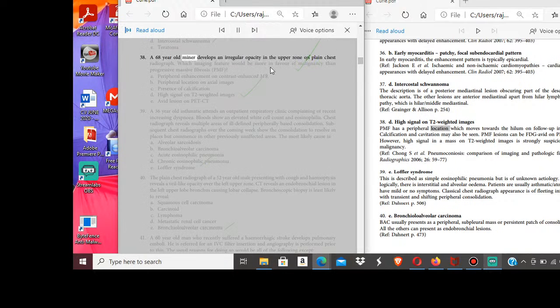38. A 68-year-old miner develops an irregular opacity in the upper zone on plain chest radiograph. Which imaging feature would be more in favor of malignancy than progressive massive fibrosis, PMF? A. Peripheral enhancement on contrast-enhanced MR. B. Peripheral location on axial images. C. Presence of calcification. D. High signal on T2-weighted images. E. Avid lesion on PET CT.